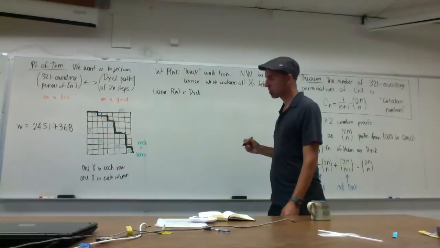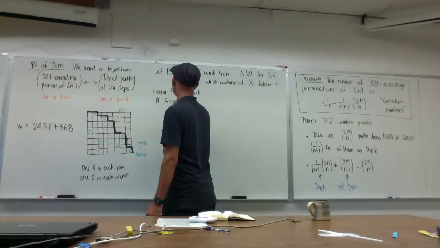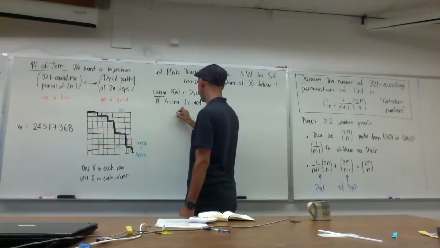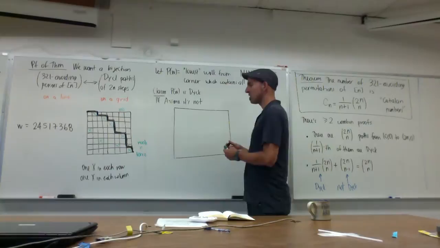So proof, assume otherwise. Assume that it's not. So if it's not, what does that look like? That means that it crosses the diagonal, right? So let me draw the diagonal here.